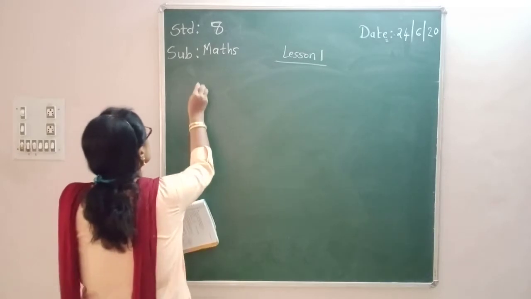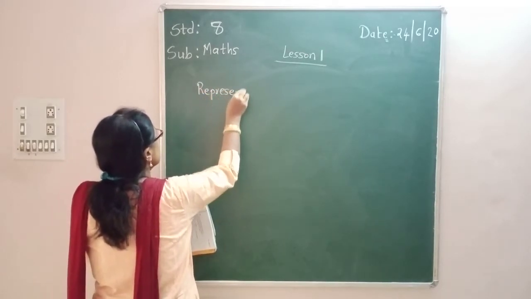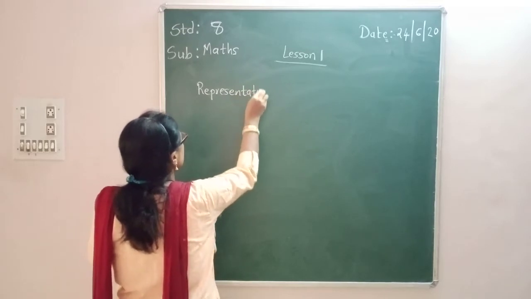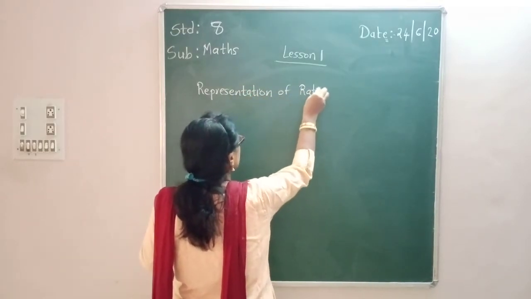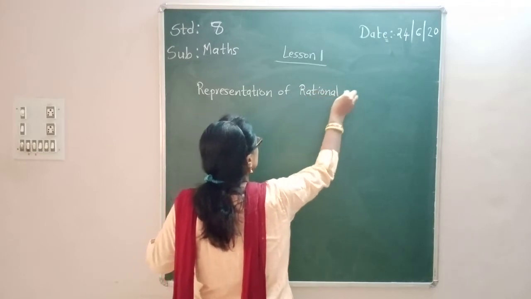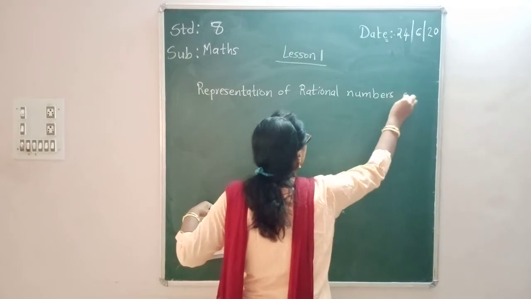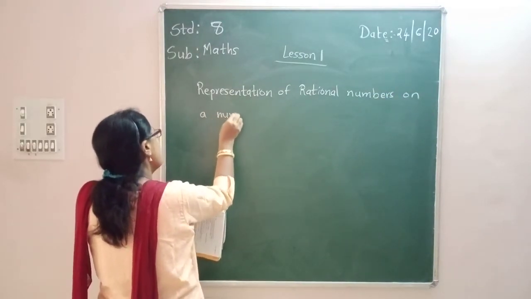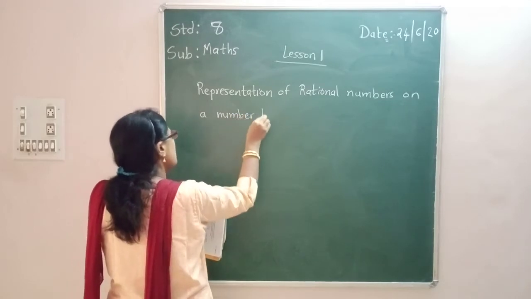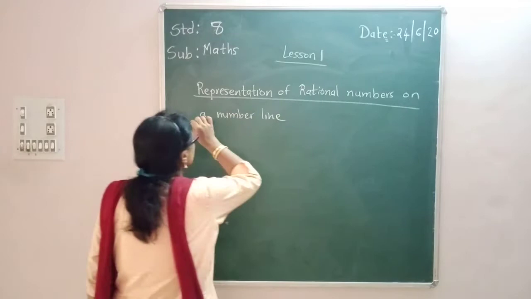In the last lecture, we discussed exercise 1.1. Today we are going to start with another topic, that is representation of rational numbers on a number line. How will you represent rational numbers on a number line?